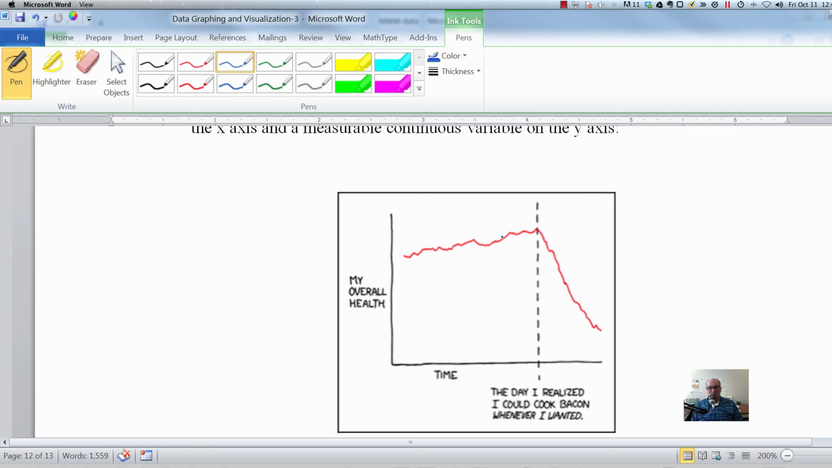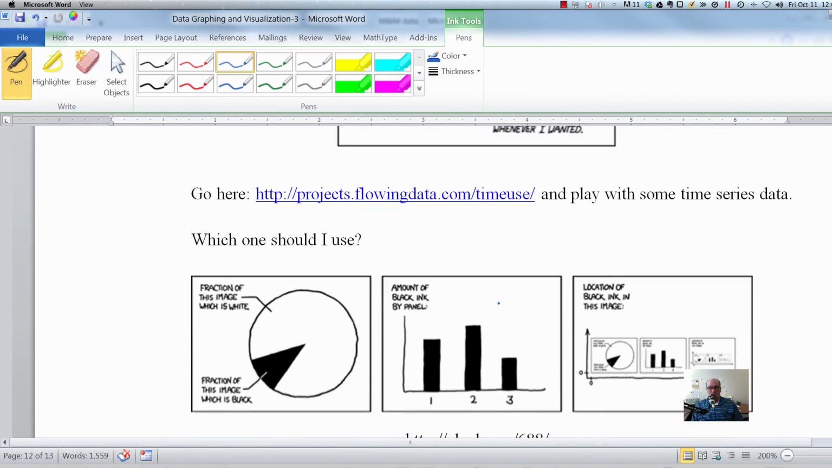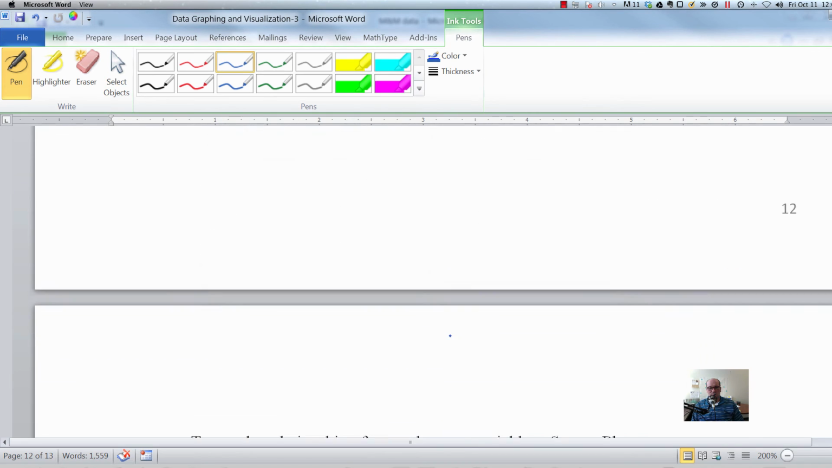So here's my overall health. It seems to be puttering along, and then at some point, it just takes a nosedive. And then this comes down here and tells us that that point was the day I realized I could cook bacon whenever I wanted. So then overall health just took a nosedive. All right, this one's kind of goofy. Let's not look at that one.